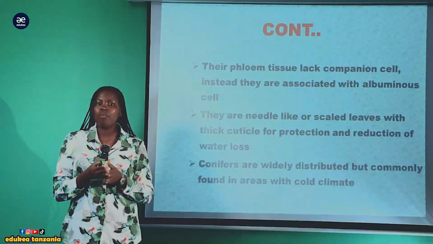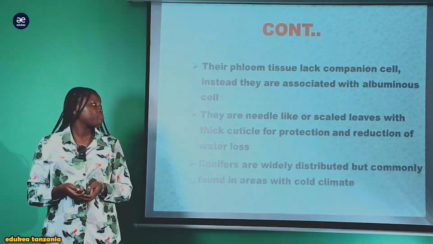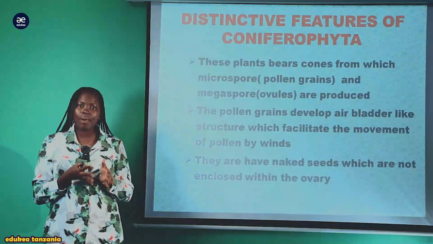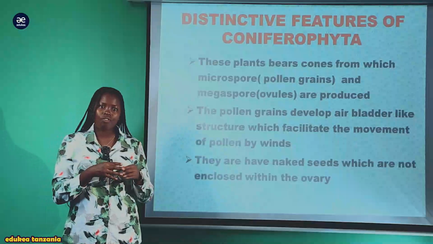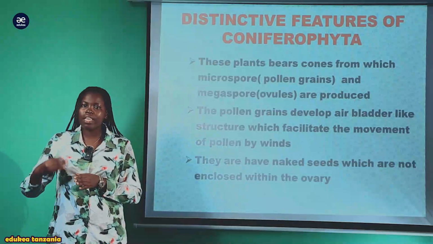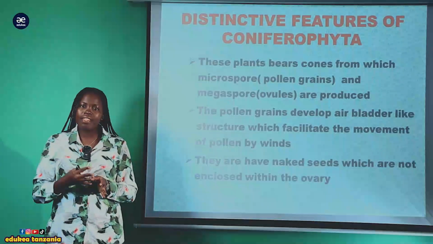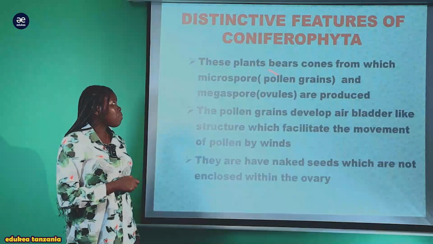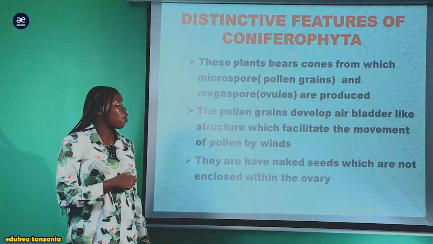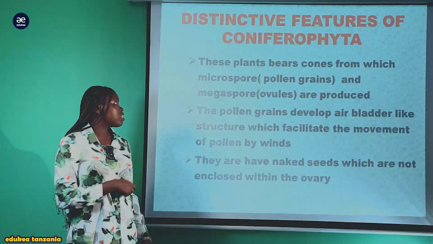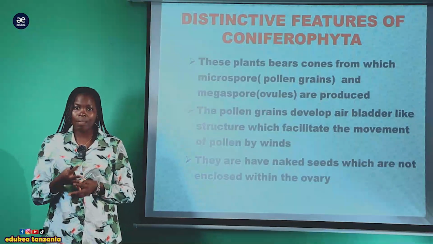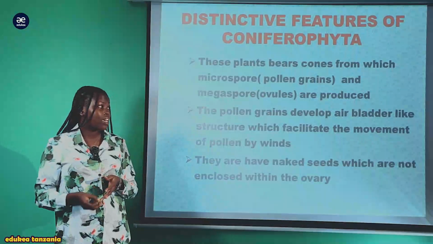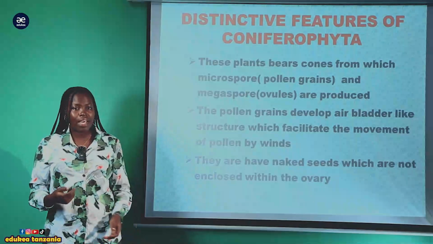And now, what are the distinctive features of the Coniferophyta? Sasa hizi hapa ni sifa ambazo zinamtofautisha Coniferophyta from other members of the kingdom Plantae. Now, the first one, these plants bear cones from which microspores or pollen grains and megaspores or ovules are produced. Hizi zinakuwa zina bear cones, ambazo microspore, this means the male gamete, kwa jina lingine tunaita pollen grain, and megaspore, this is the female gamete or ovule, are produced. So their seeds are produced in the cones.